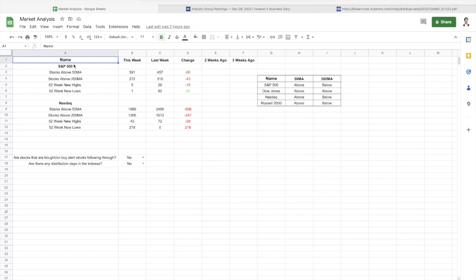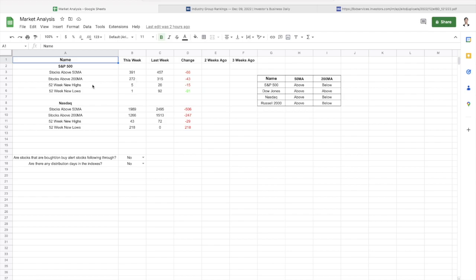So over here for the S&P 500, for stocks above the 50-day moving average, 2 weeks ago there were 457 stocks above the 50-day moving average. But for last week, there was only 391, so that's a decrease of 66. As for stocks above the 200-day moving average, 2 weeks ago there was 315, and last week there was 272. So that's a decrease of 43.